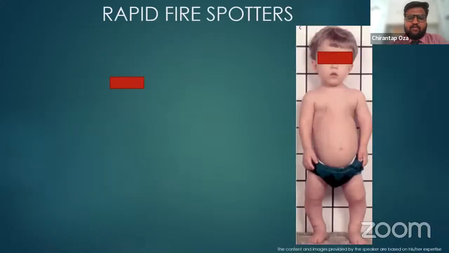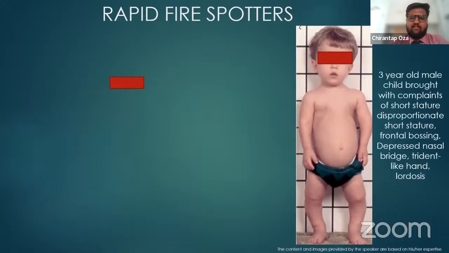So now some rapid fire spotters. As we can see in this image, it's a 3-year-old male child who was brought with complaint of short stature, disproportionate short stature, frontal bossing, depressed nasal bridge, trident-like hand, and lordosis. For disproportionate short stature, wherein there is short limb short stature, one must think of skeletal dysplasias and mucopolysaccharidosis. Presence of frontal bossing, depressed nasal bridge, trident-like hand, and the shortening of the arm and leg of the child, that is the humerus and the femur portion, is rhizomelic shortening, a cause of disproportionate short stature. So this is more likely to be achondroplasia.